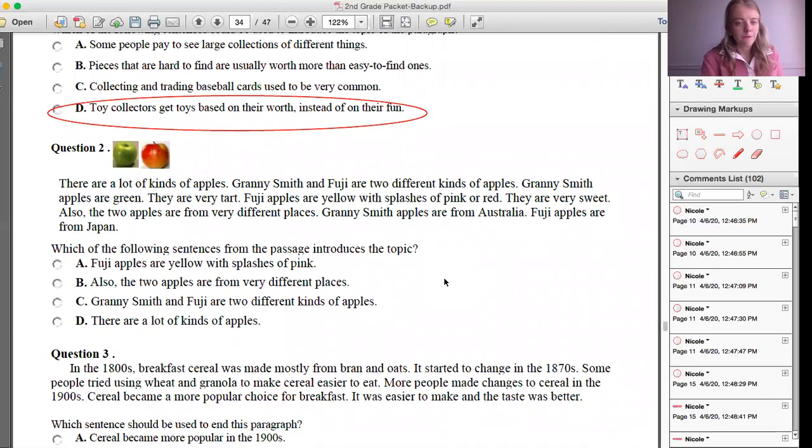So Fuji apples are yellow with splashes of pink. Also, the 2 apples are very different. Granny Smith and Fuji are 2 different kinds of apples, or there are a lot of kinds of apples. We know that introductions are at the beginning, so if we underline the first sentence in the beginning, we can match that with our answers. There are a lot of kinds of apples.